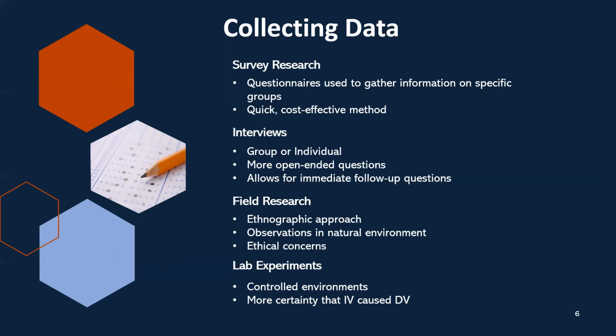Sociologists may also choose to conduct field research, where they observe participants in their natural setting and take notes on what they observe. There are ethical concerns with this type of research because generally participants will not be informed that they are being observed in order to avoid the Hawthorne effect. A final method of data collection is conducting lab experiments. These are typically highly controlled settings with more certainty in the results of the research.